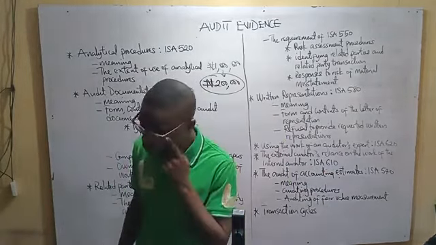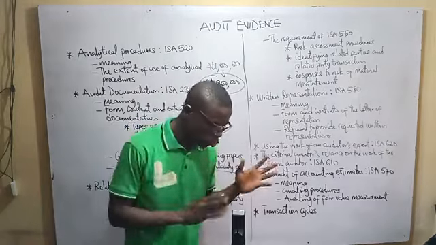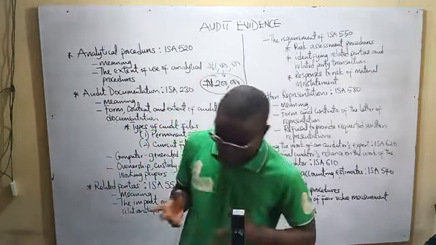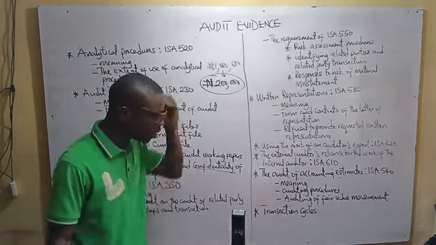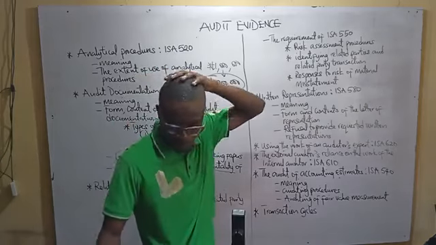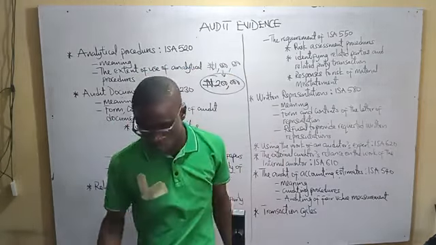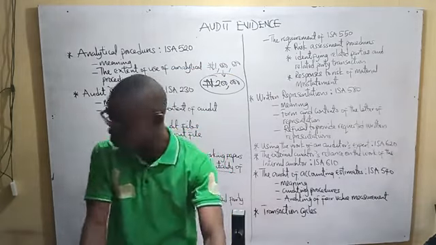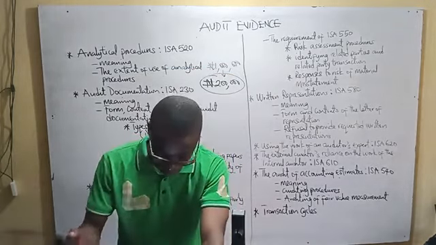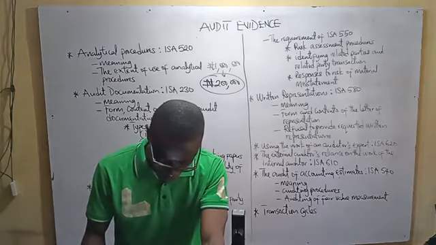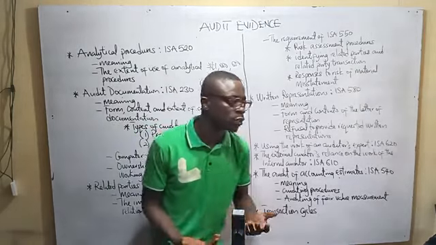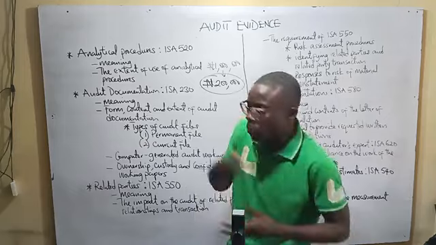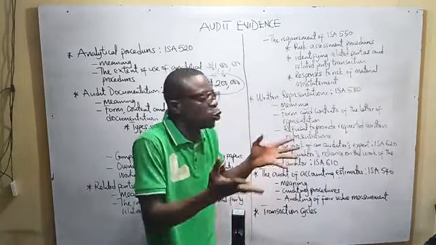What do you mean by estimates? Can someone give me an illustration or simple definition of what we understand by estimate? When you say the word accounting estimate, someone? It's just like an approximate value. That means you are not sure, it's not accurate. You are just trying to approximate that this is what the value should be.